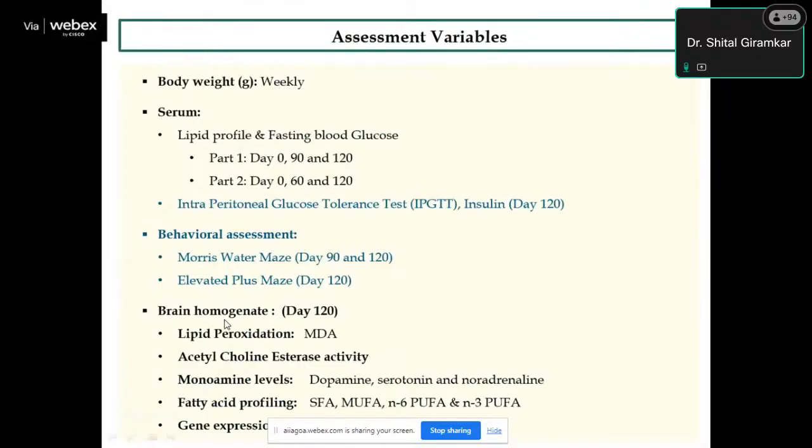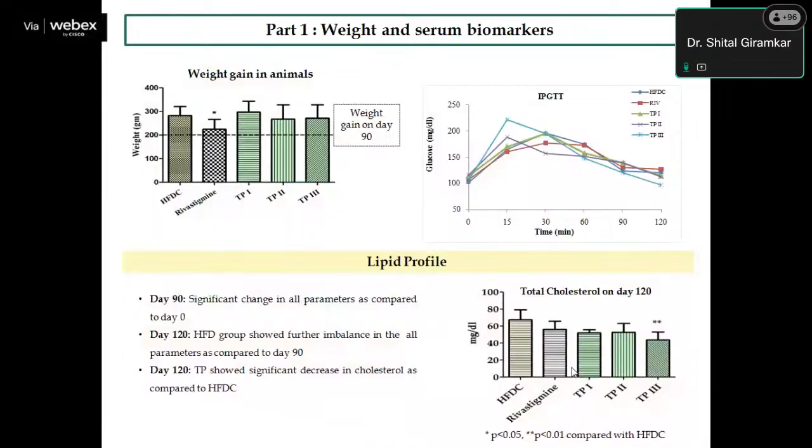Then brain homogenate was evaluated for lipid peroxidation marker as in the in vitro experiment, acetylcholinesterase activity, monoamines level, like dopamine, serotonin, and norepinephrine, fatty acid profiling, and gene expression studies for NF2L2, BDNF, TNF alpha, and FAS. I would like to mention that we have kept the parameters the same as in the in vitro experiment.